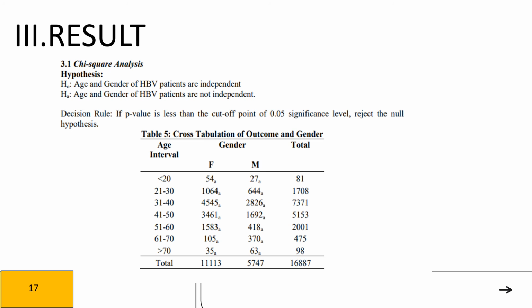With that, the chi-square analysis made the hypothesis. For the null hypothesis, they stated that age and gender of HBV patients are independent, while the alternative hypothesis stated that age and gender of HBV patients are not independent. And they also set up a rule for this study that if the p-value is less than the cutoff point of 0.05 significance level, they would reject the hypothesis.